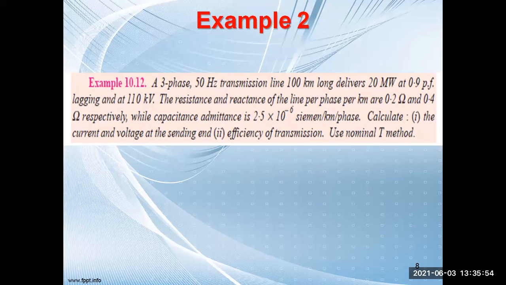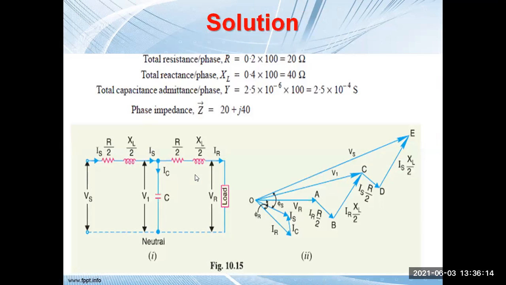So we will do the same way. So R, L, and C, these values are given, and these are basically per kilometer values. So we have to first convert them to the total value for the 100 kilometer length, and then calculate. Then we will proceed as per the process of the nominal T method. The circuit diagram and phasor diagram we have already discussed. So the total resistance, total reactance, and total admittance you can calculate. If you know these values, then phase impedance can be calculated. Z will be basically R plus jX. So you can calculate this.